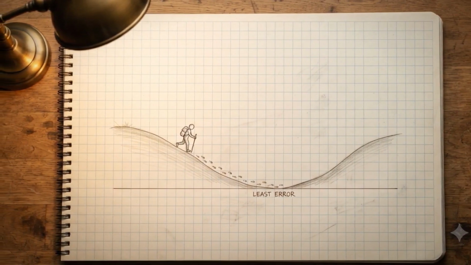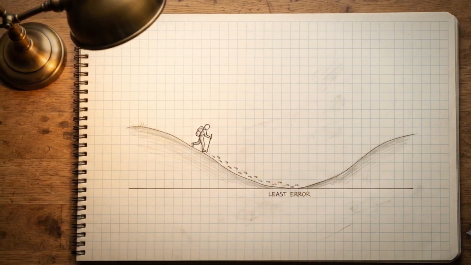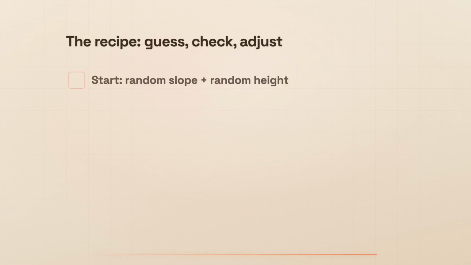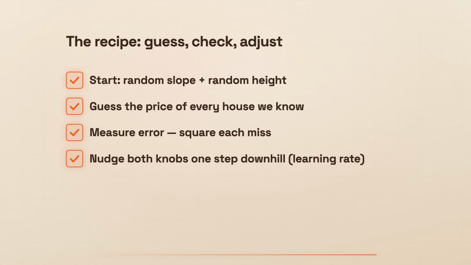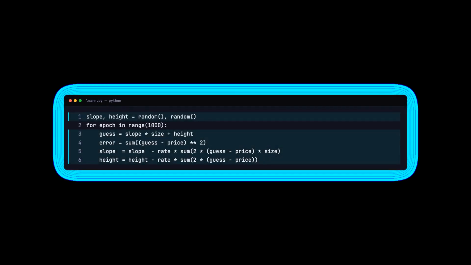Same loop we've used all along, guess, check, adjust. Step 1, start with a random slope and a random height. A wild guess. Step 2, use that line to guess the price of every house we know. Step 3, measure the error, add up how far off each guess is, and square each miss so the big mistakes hurt more. Step 4, nudge both knobs a tiny bit in the direction that shrinks that error, one small downhill step at a pace we call the learning rate. Step 5, repeat, pass after pass. Each full pass is one epoch, until the error stops shrinking. That's it. That's the entire program.